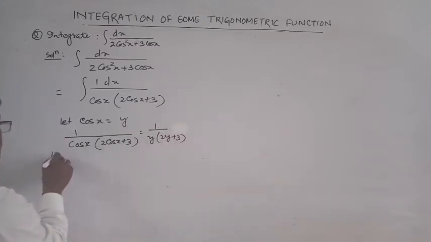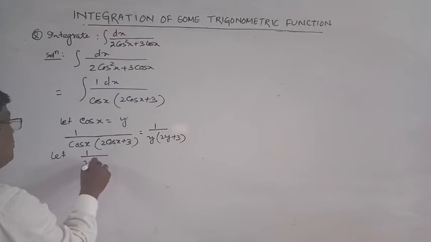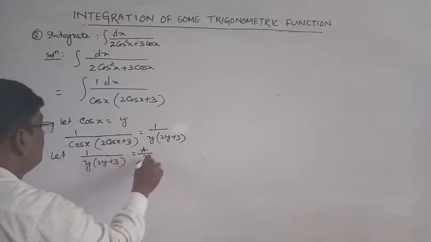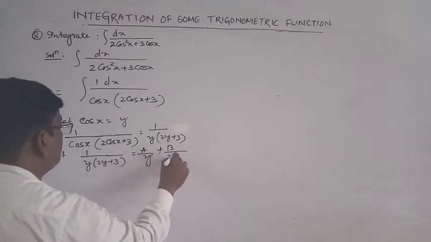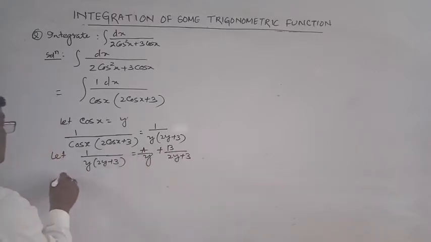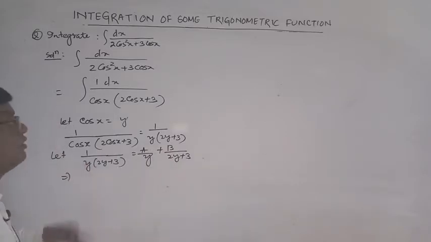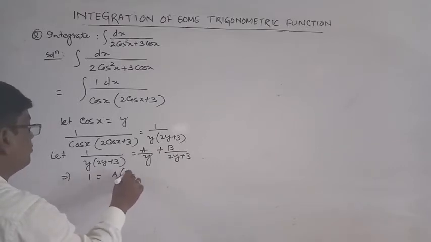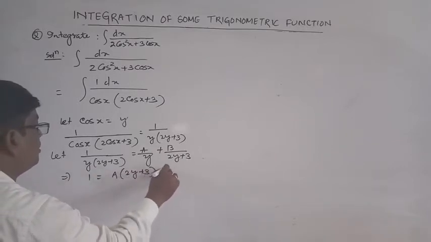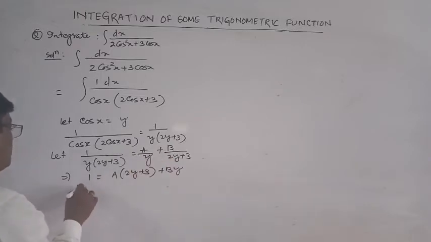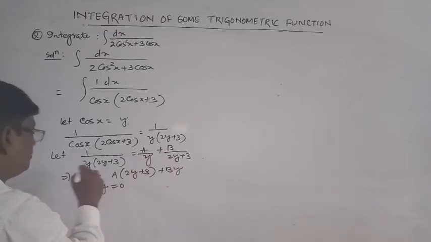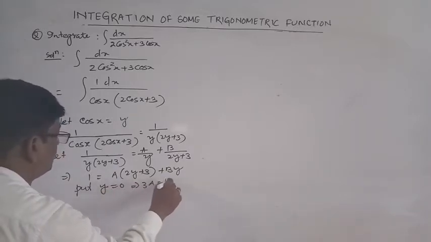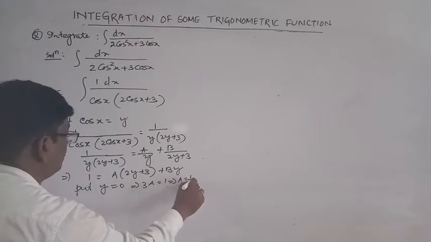So let 1 by y into 2y plus 3 be equal to a by y plus b by 2y plus 3. As per the partial fraction rule, 1 is equal to a into 2y plus 3 plus by. Put y is equal to 0, so this gives 3a equals 1, a is equal to 1 by 3.